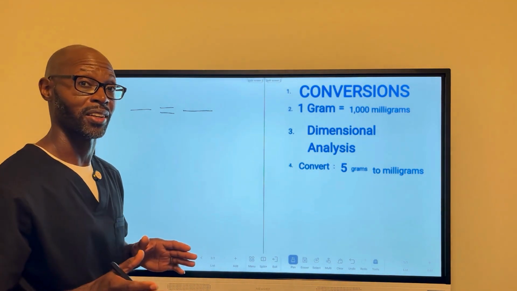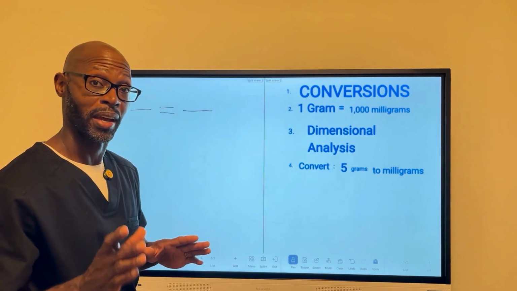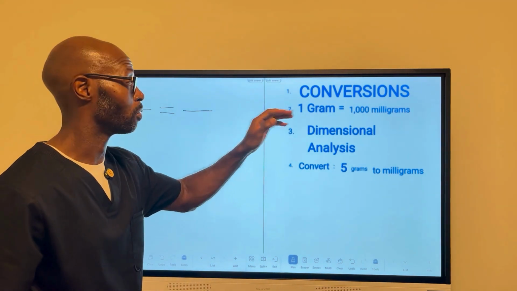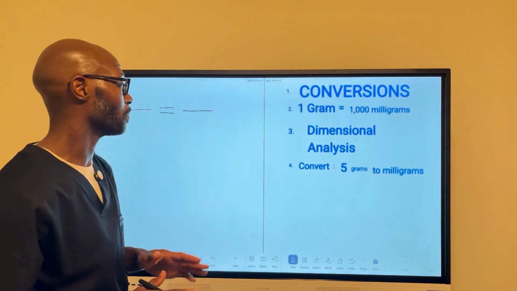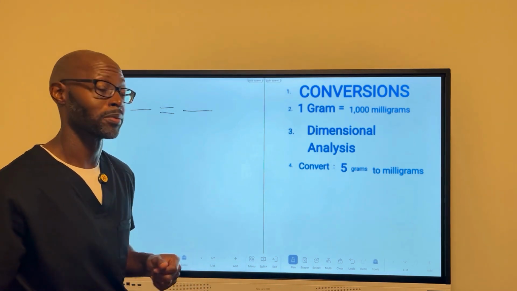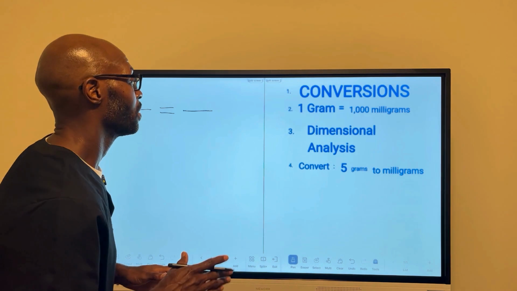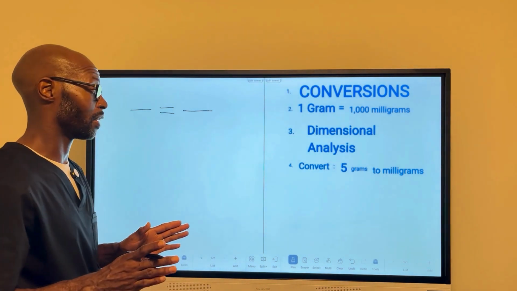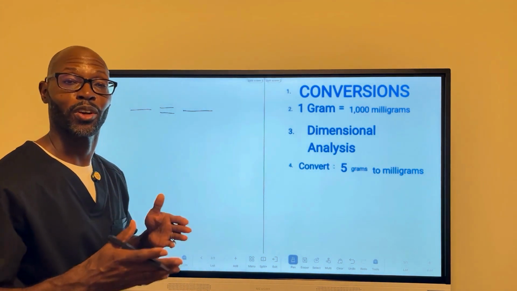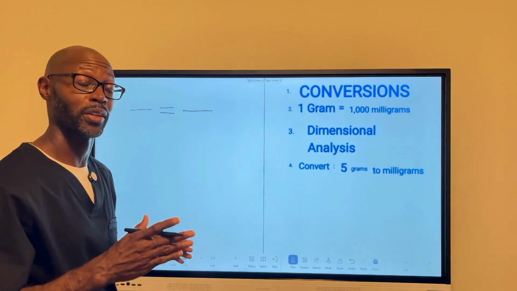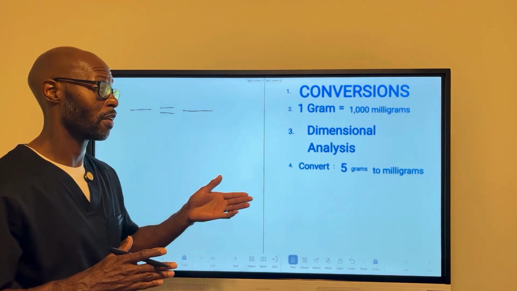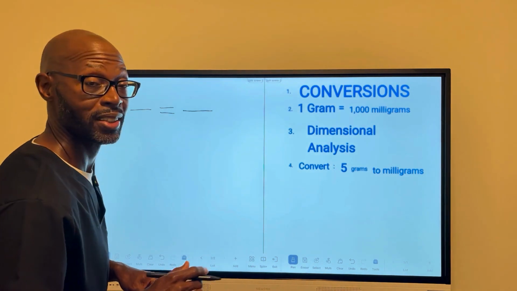I also want to let you know that in pharmacy technician math we change grams to milligrams, or we flip it around and sometimes have to change milligrams to grams. In this particular example, we're converting 5 grams to milligrams. I want you to make sure you remember to realize what units you're going to be ending in at the end of the problem. Keep in mind that we're solving for milligrams today. Okay, so let's get started.